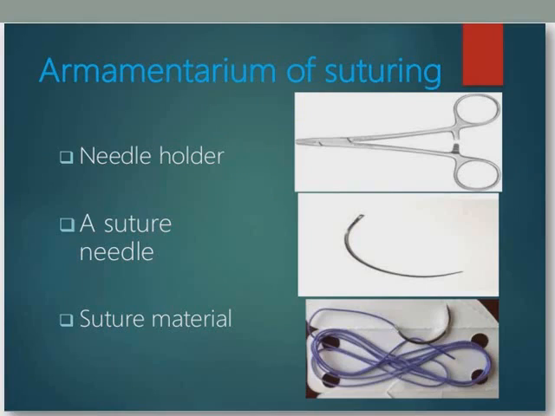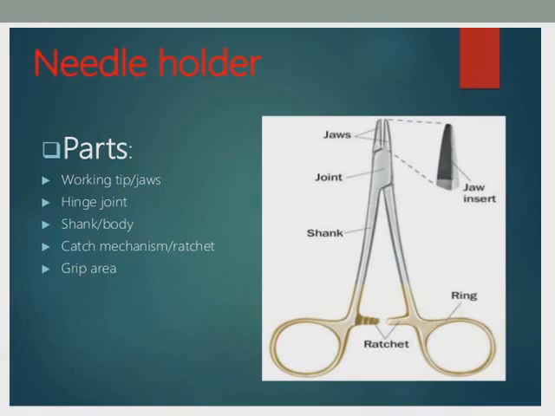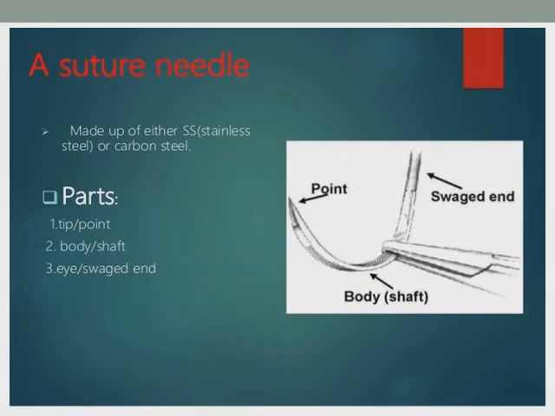هسه نجي على الأدوات اللي نستخدمها بالسوتشرينج. هي needle holder, suture needle and suture material. البارتس مالت النيدل هولدر هي الوركينج تيب اللي هي الجوز and hinge joint, shank اللي هي البادي, الكاتش ميكانيزم اللي هي الراتشت and grip area.